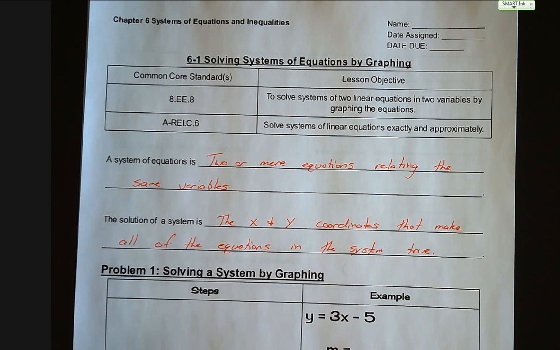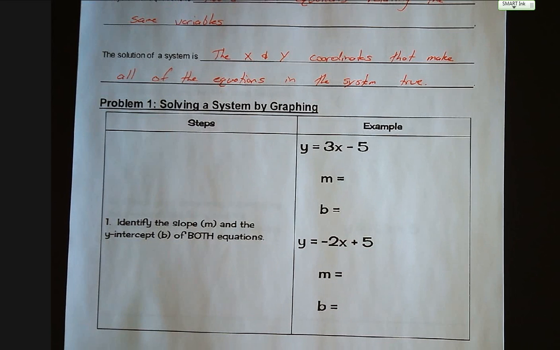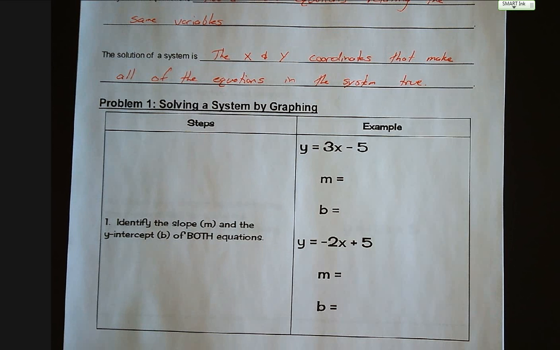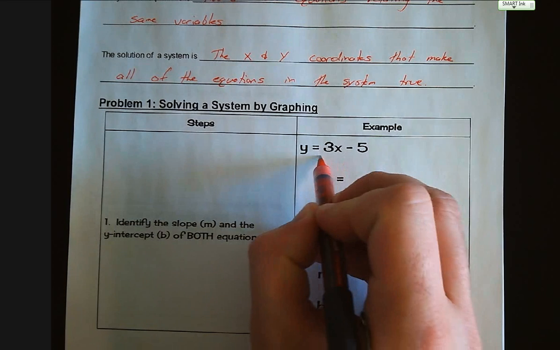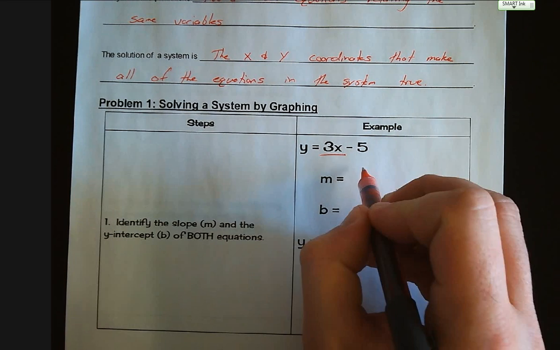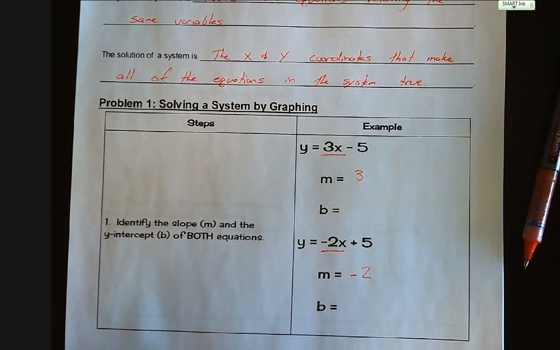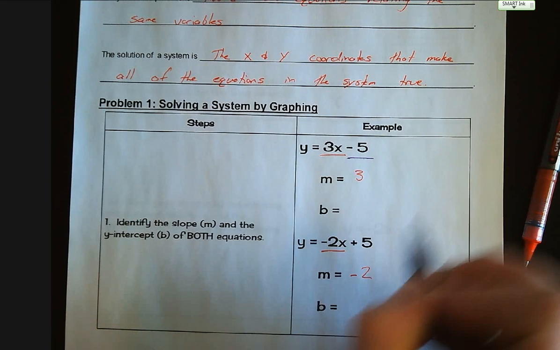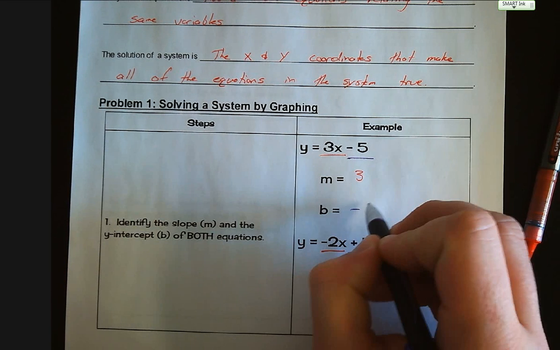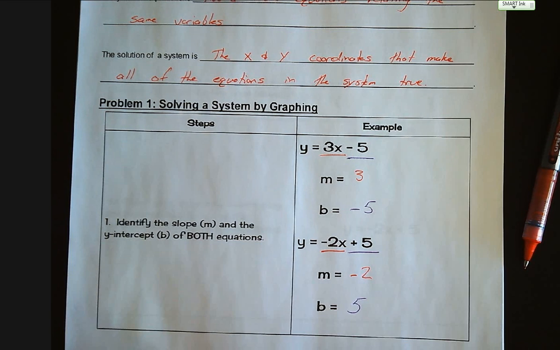Today, like I said, we're going to be using graphing as our method of solving. So we need to first figure out how we're going to graph our 2 equations. So we have y equals 3x minus 5 is one equation, and y equals negative 2x plus 5 as our other equation. So let's just start and identify what is our slope, what is our y-intercept. So the slope is what's attached to the x. So we have the slope for one equation is 3, and the slope for the other equation is negative 2. And our y-intercept is negative 5 for our first equation and positive 5 for our second.